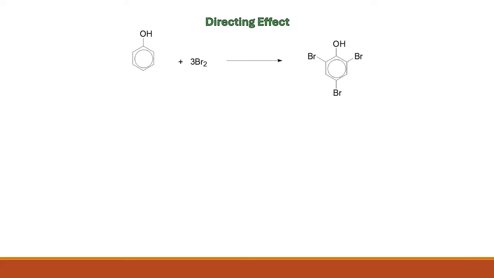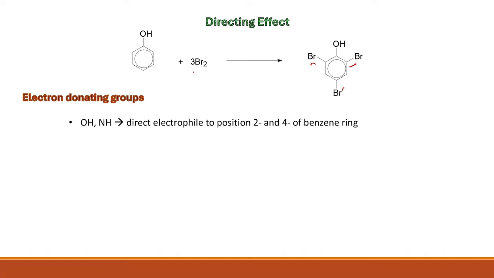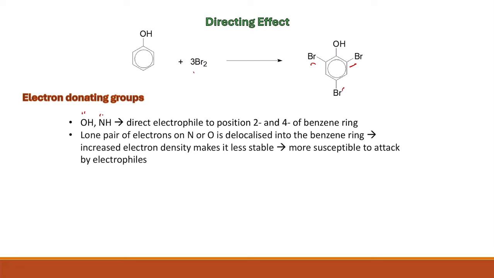The directing effect of the substituents on the benzene ring. As you have seen, when we reacted, the bromine only went to positions 2, 4, and 6 in the benzene ring with the phenol. This is due to what we call the directing effect. So if you have an electron donating group like OH or NH2, both of them have a lone pair of electrons, they're going to direct the electrophile to positions 2 and 4 of the benzene ring. So you can end up with products that have either one product, 2 or 4, or a mixture 2, 4, and 6, or 2 and 6. So any of these three can actually be produced.